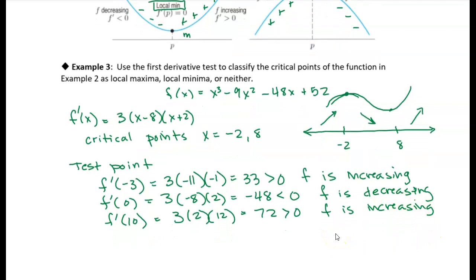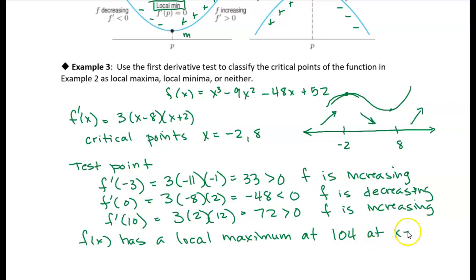All right, so let's summarize the result here. We can say that f of x has a local maximum. We calculated the values of these functions in example 2. So the maximum of the function is 104. That was the value of the function, and the x coordinate is x equals negative 2. So we can say that it has a local maximum of 104 at x equals negative 2.